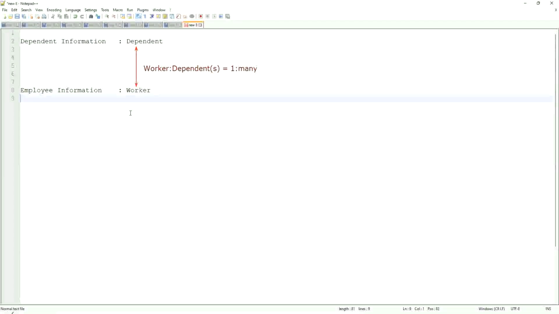Also sometimes what happens? You have to do some calculation for your integrations, for your EIBs, for your code connectors, where you have to get the information from the related business object and put it in the main or primary business object. Here, what we are trying to do is we are going to find out what is the age of the eldest dependent. Age of the eldest dependent of a worker.